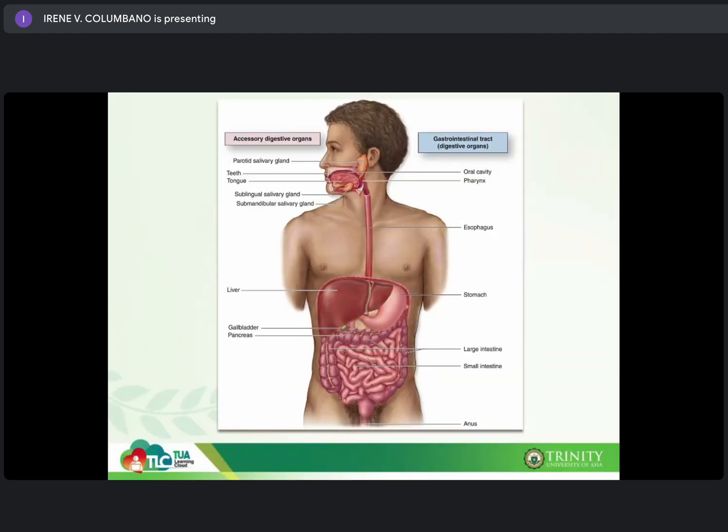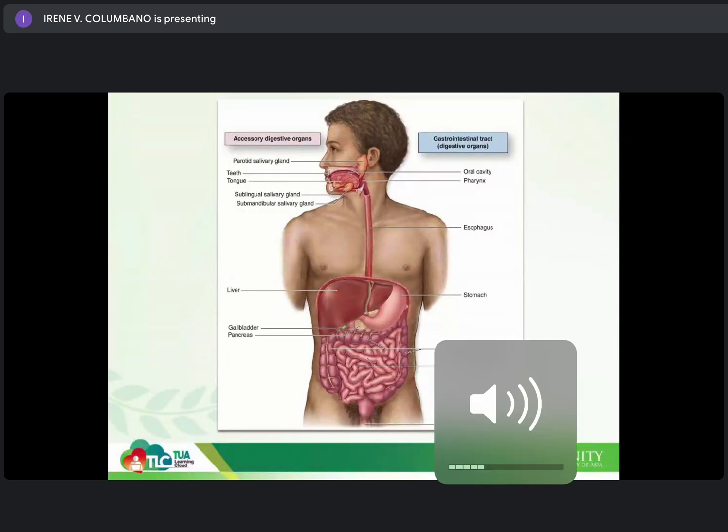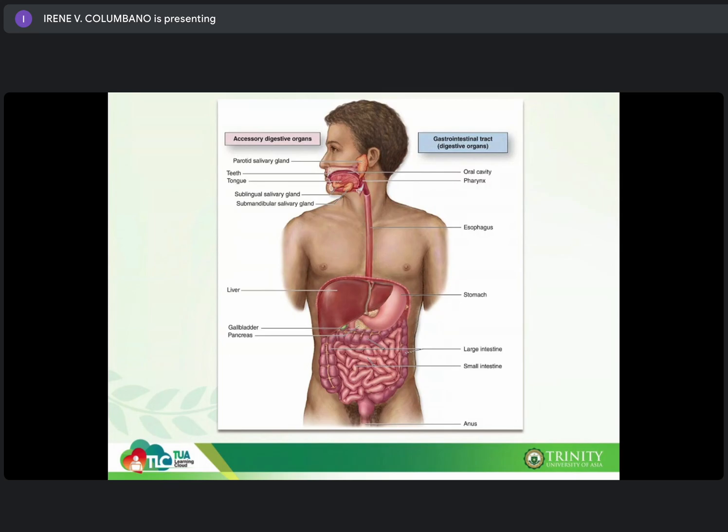So the digestive system consists of the tract from the mouth or oral cavity down to the anus, as well as the digestive glands emptying into this tract. Primarily, the salivary glands, liver, and pancreas are accessory organs of the digestive system. So we will discuss these accessory digestive glands in chapter 16.